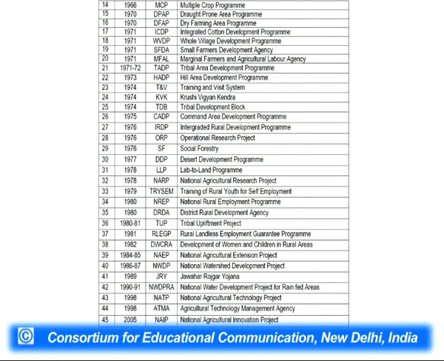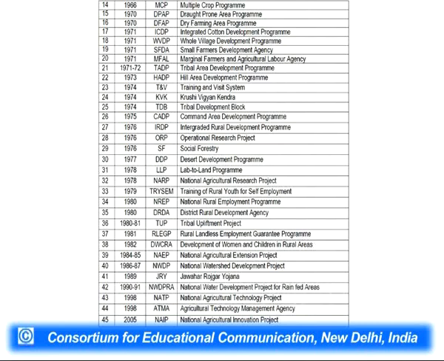But when coming to almost 76, the first comprehensive program came into existence. It is known as IRDP, Integrated Rural Development Program, followed by social forestry, desert development, lab to land program, national agricultural research project, training for rural youth for self-employment, national rural employment program, district rural employment. In 1982, development of women and children in rural areas came into existence, followed by the national watershed development program 86-87, Jawahar Rozgar Yojana, one of the employment guarantee programs, in 1989.